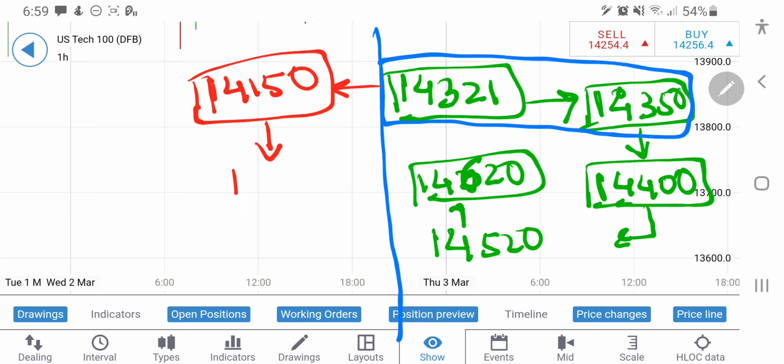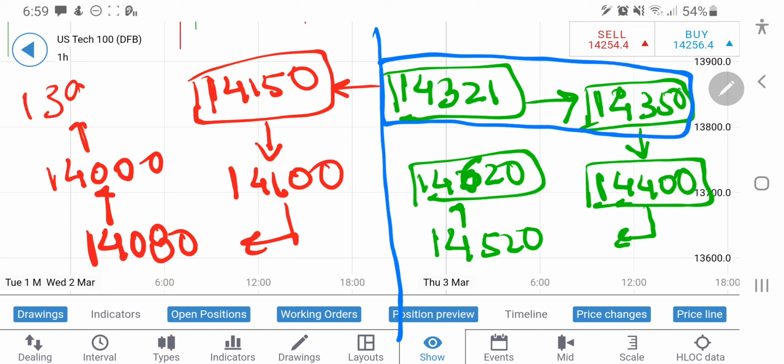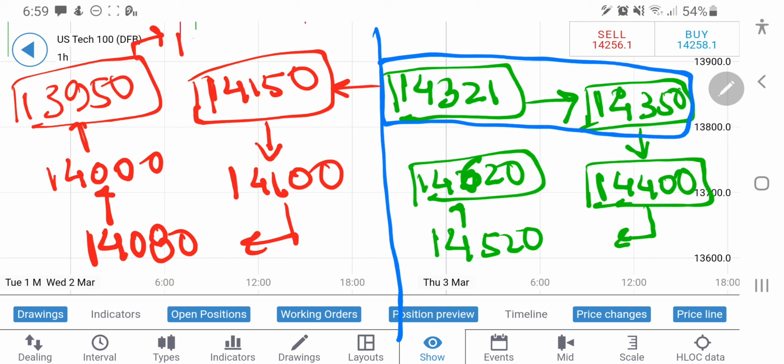Below 14150, you can expect it to hit 14100, and below 14100, this will directly take it towards the nearest support, 14080, and below that 14000. And remember, this time if it breaks, it is definitely trying to hit 13950. For sure it will try to hit 13950. So if it breaks 14080, it might hit 13950 levels, and below that it can drop sharply towards 13900, 13800 zone. Sky is the limit on the downside. So take your positions accordingly. This is all for US 100.